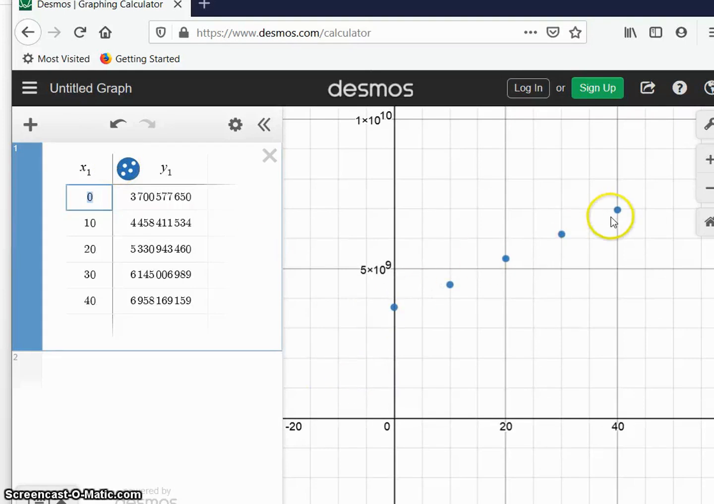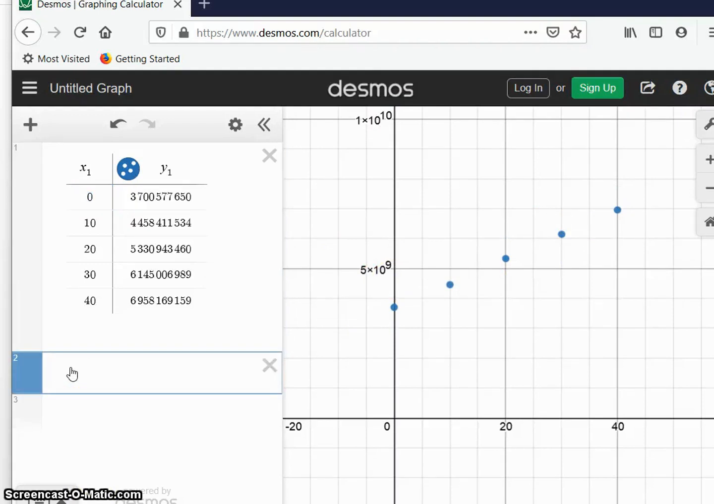Now you'll notice this looks almost linear. The reason is, look how big the scale is. This is 5 times 10 to the 9. This is 1 times 10 to the 10. These numbers are so big that the scale actually makes it look misleading, makes it look linear. It's really closer to exponential.